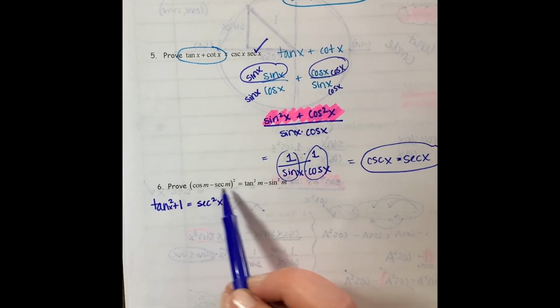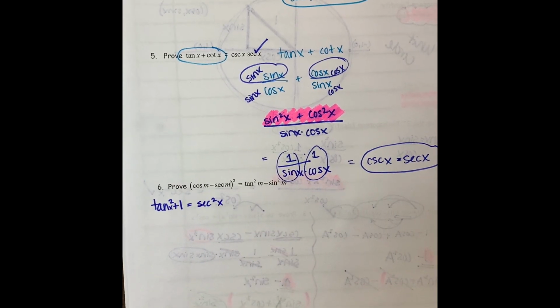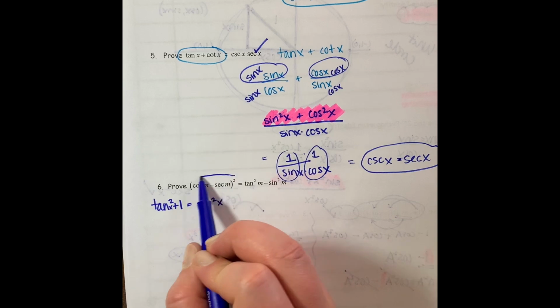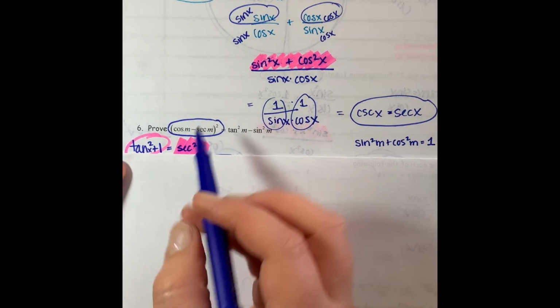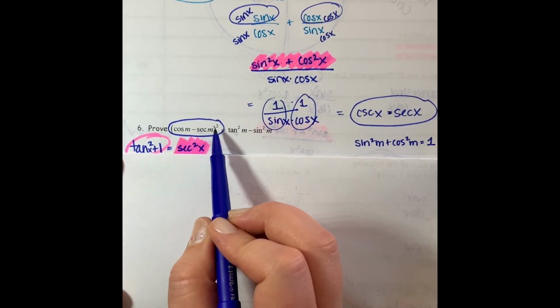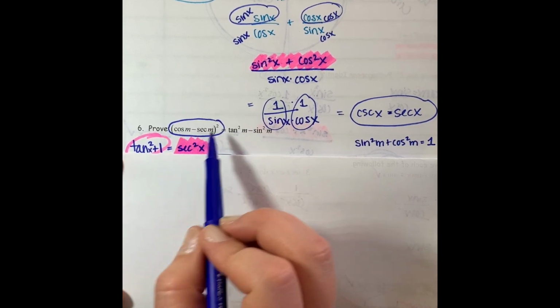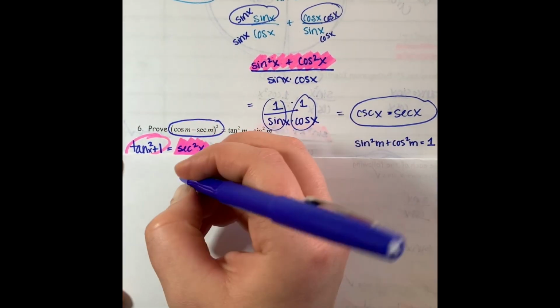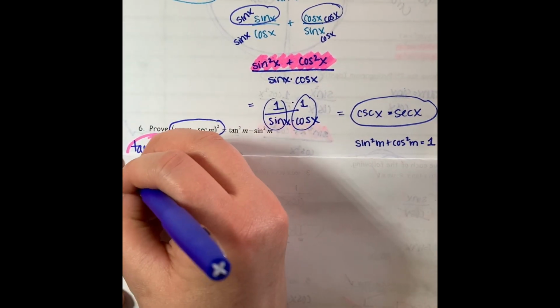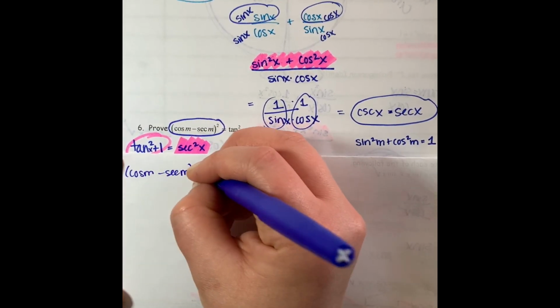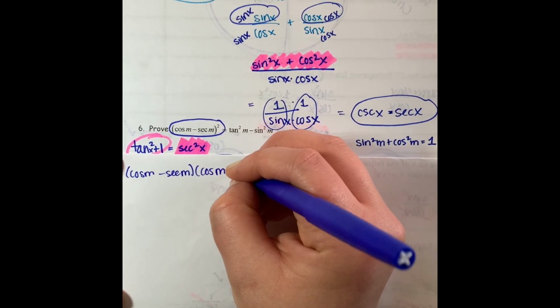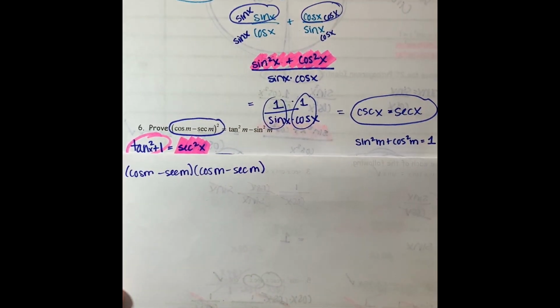Okay, so last question. Let's work this side out. I have cosine m minus secant m all squared. Number 6, we're showing that cosine m minus secant m squared equals this side. So I'm starting here. I'm going to have cosine m minus secant m. If that's squared, that means I can really write it twice. So the first thing I did is I squared that.